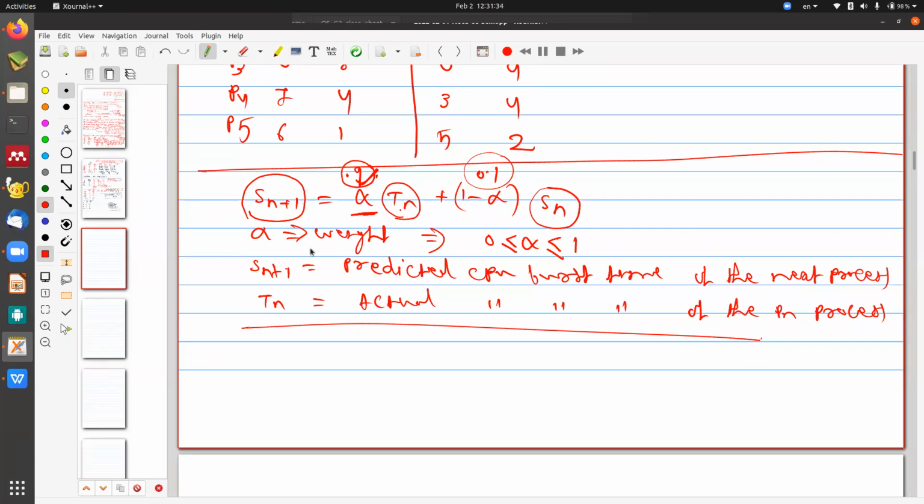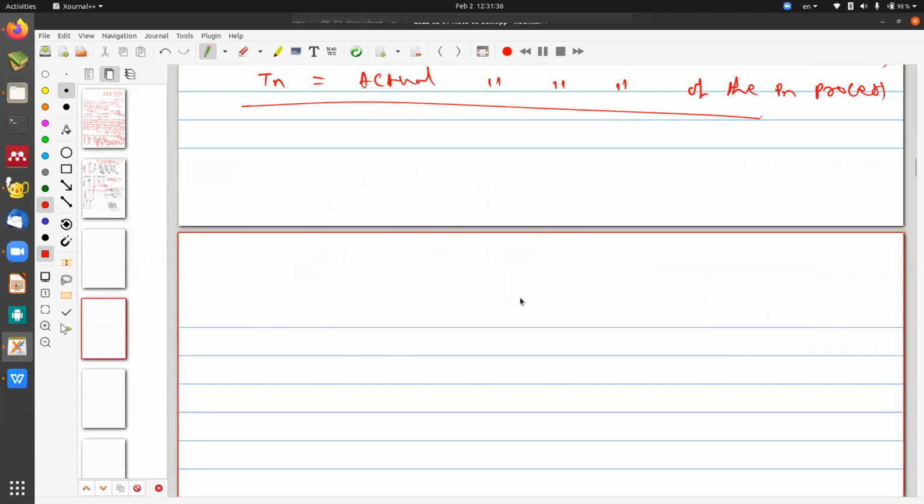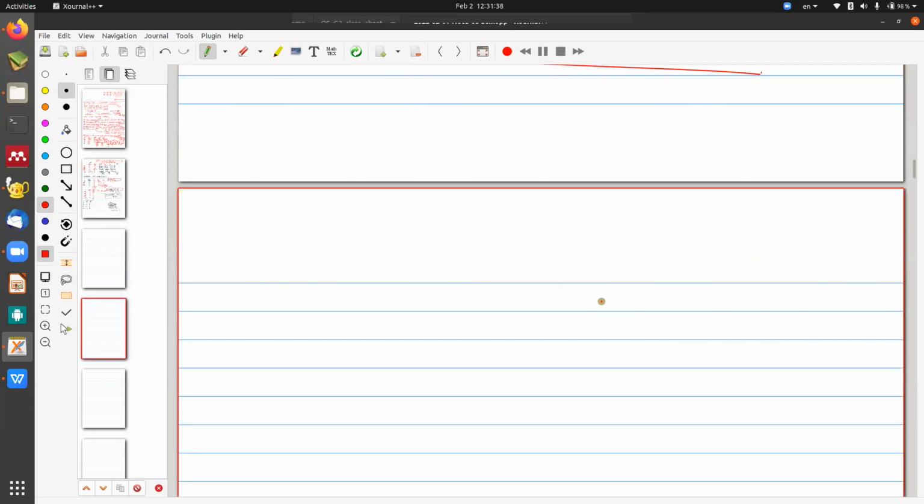Let's take a small example and find out how this works. Consider P1, P2, P3, P4, and P5, and let's assume their actual timings are 2, 12, 5, 4, and 6. This is the T of n. We have to find this S of n.